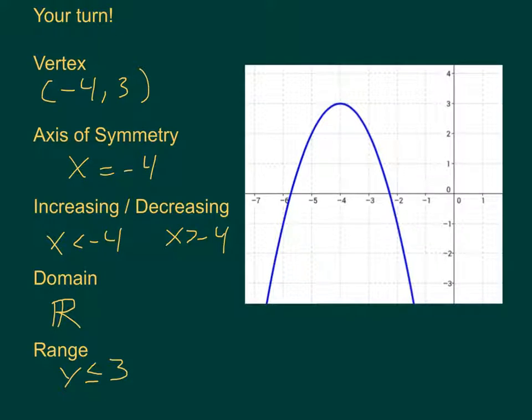So there you go. The vertex is at -4, 3. The axis of symmetry is the vertical line x equals -4. The function increases when x is less than -4 and decreases when x is greater than -4. The domain is all real numbers, and the range is y is less than or equal to 3. If this wasn't clear, or it's not exactly what you had, go back and watch the last slide and then try again.